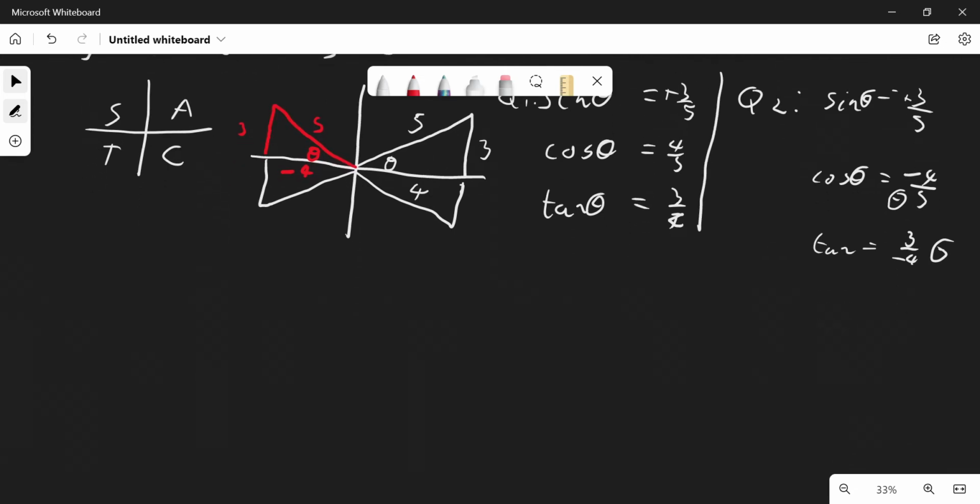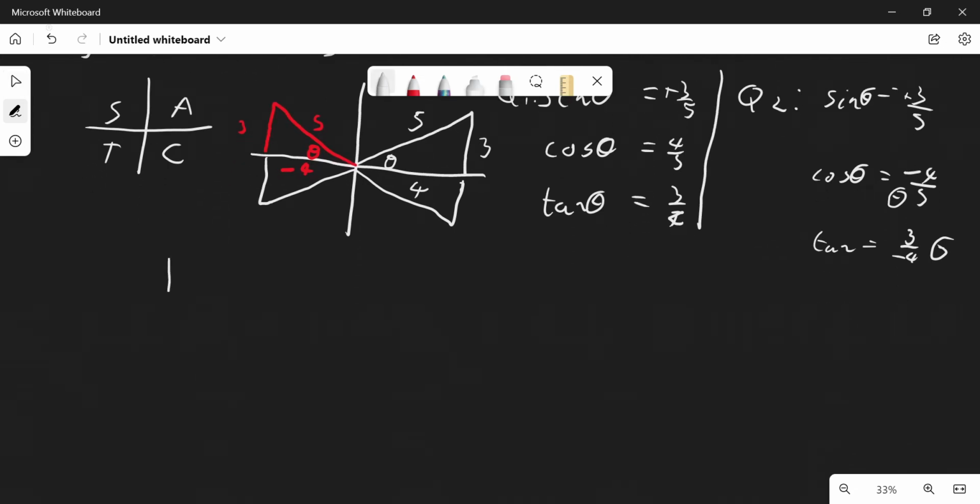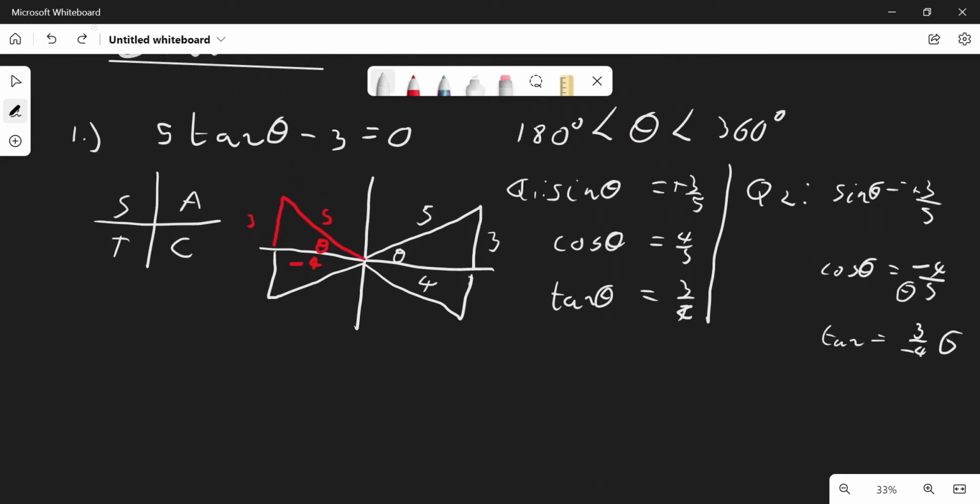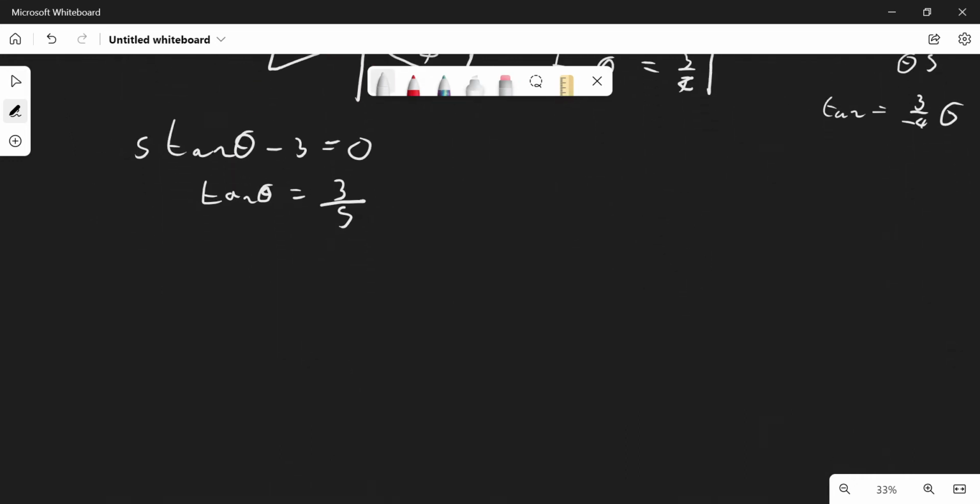So if we have our equation, 5 tan theta minus 3, the goal here is to isolate our trig ratio, which is tan theta. So we're going to have tan theta is equal to 3 over 5. I moved over the 3, changed the sign, and then divided by 5 on both sides.